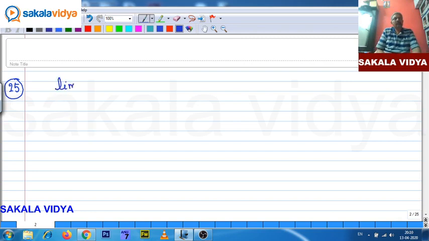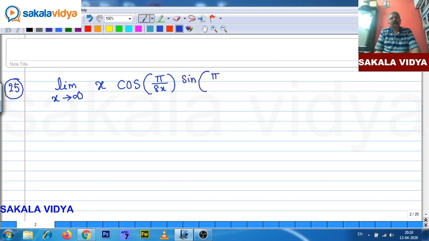Limit x extends to infinity, x cos of pi by 8x sine of pi by 8x equals to: first option pi, second option pi by 2, third option is pi by 8, fourth option is pi by 4.